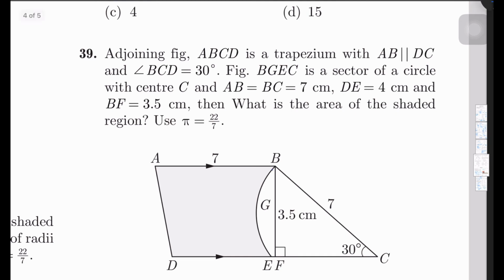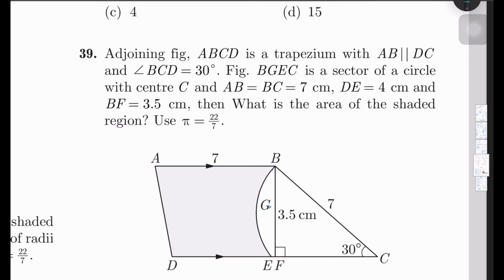BGEC is a sector of a circle with center C, and AB is equal to BC is equal to 7 centimeters. DE is equal to 4 centimeters and BF is equal to 3.5 centimeters. Then what is the area of the shaded region? So how do we find out the area of this shaded region?